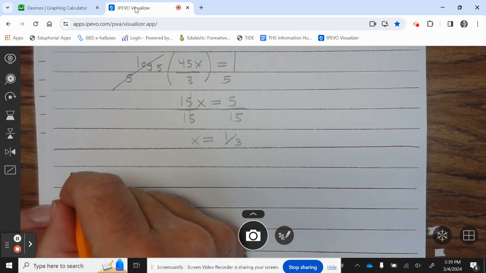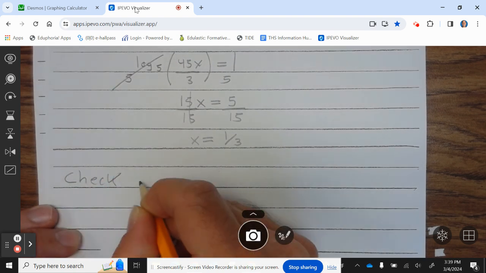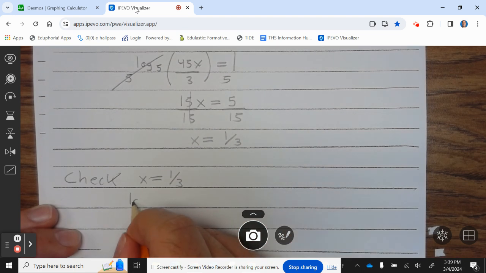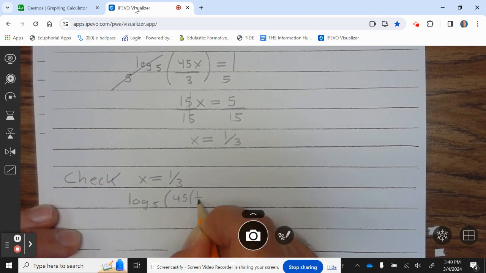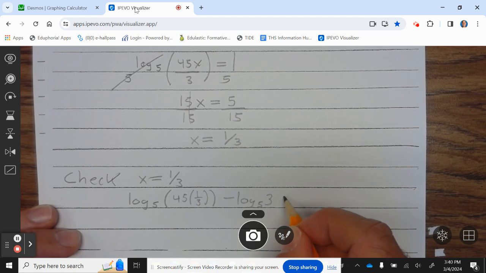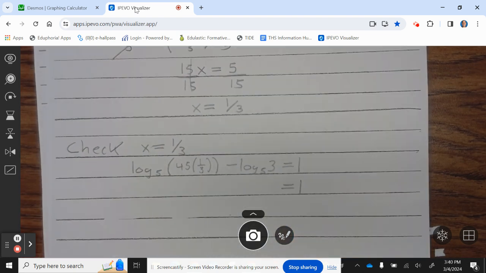Okay, let's check. So then we have log base 5 of 45 times 1/3 minus log base 5 of 3 equals 1. We know the right side equals 1. Let's see if the left side does as well.